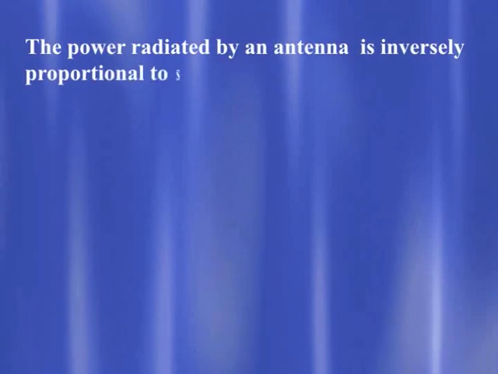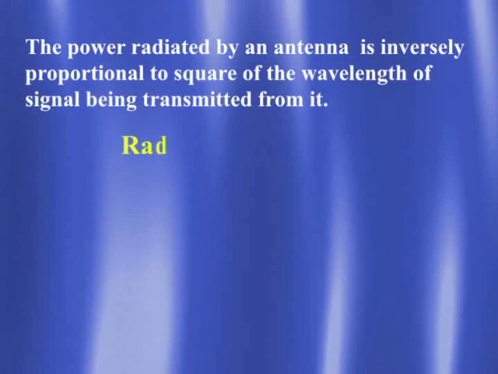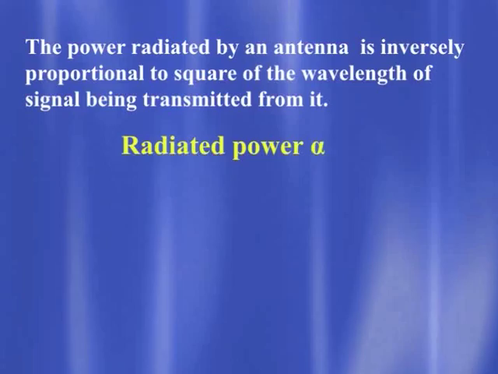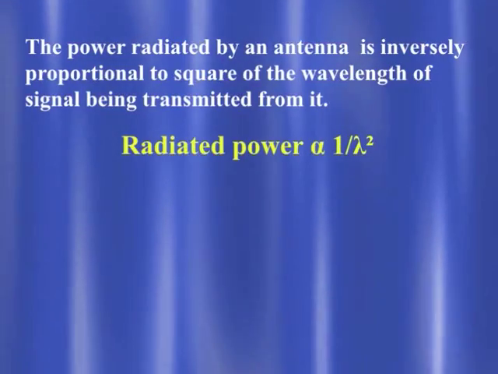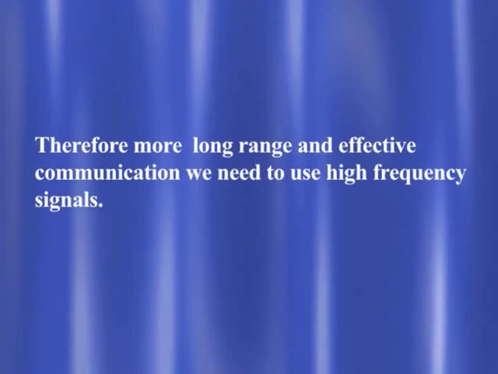Power emitted by the transmitter antennas. The power emitted by an antenna is also dependent on frequency. The power radiated by an antenna is inversely proportional to the square of the wavelength of the signal being transmitted from it. Radiated power is directly proportional to 1 by lambda square. At higher frequency, since the corresponding wavelengths are small, the antennas can radiate signals at greater power. Therefore, more long-range and effective communication needs higher frequency signals.